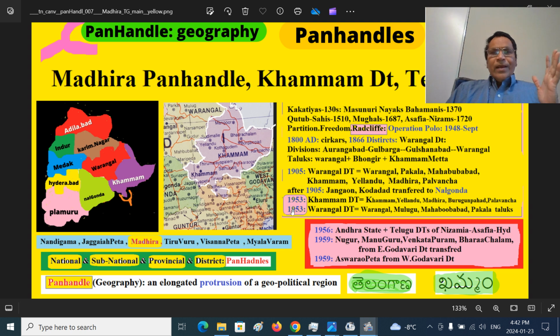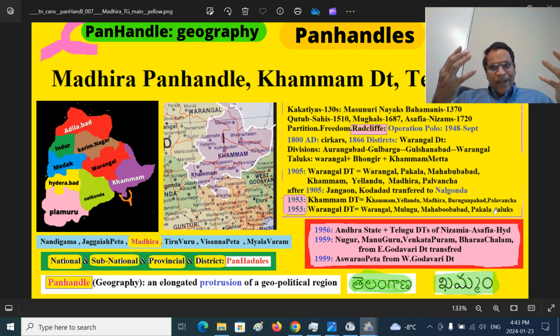In 1953, Khammam district had Khammam, Yellandu, Madhira, Burgampudi, Palwancha, like it had before. And in 1953, Warangal had Warangal, Mulugu, Mahabubabad, Pakala taluks. In 1956, what happened? Andhra state was added to Telangana. Telangana was added to Andhra state. The capital Kurnool on the Tungabhadra river was moved to Bhagyanagar on the Musi river. Telugu speaking districts of Nizamiya, Asafia territory, that is the Hyderabad princely state, were annexed or added to Andhra state.